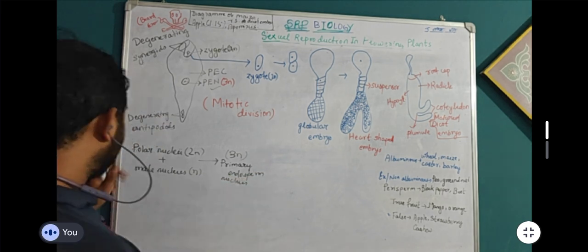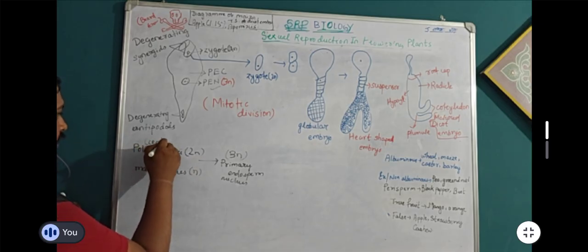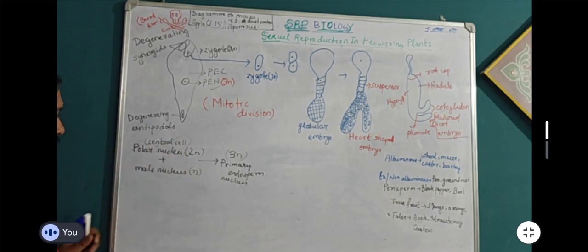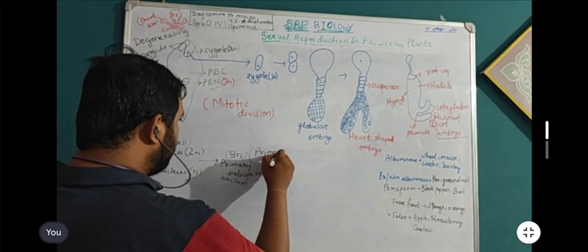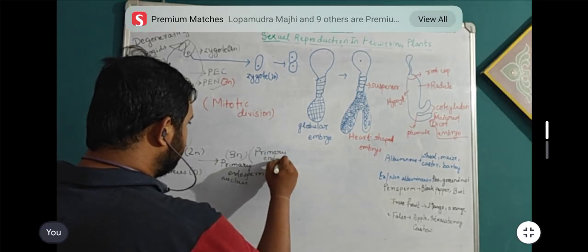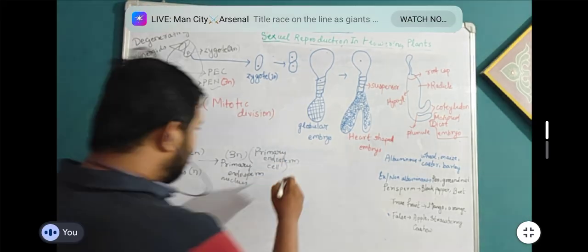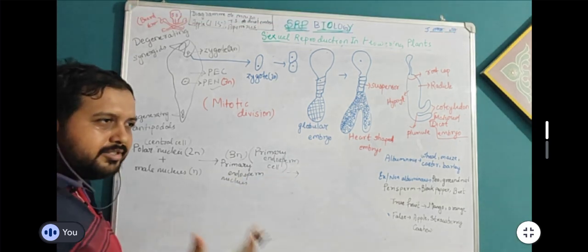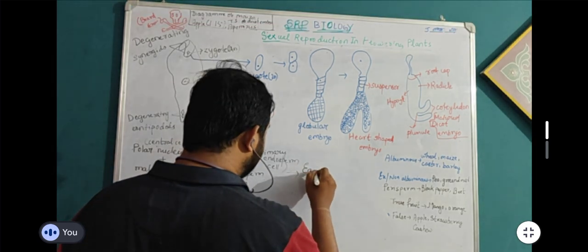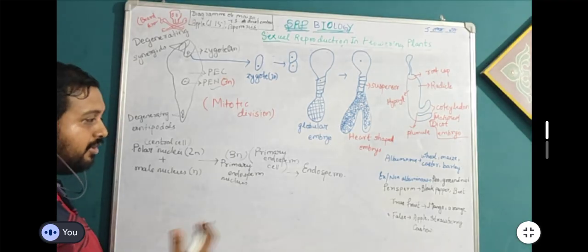And similarly, where are the polar nuclei present? Inside the central cell. So the cell is the central cell and the nuclei are the polar nuclei. If the polar nuclei convert into the primary endosperm nucleus, then the cell will be converted into the primary endosperm cell. And lastly, it will divide mitotically and be converted into a mass of cells known as the endosperm, which contains thousands of nuclei within it.